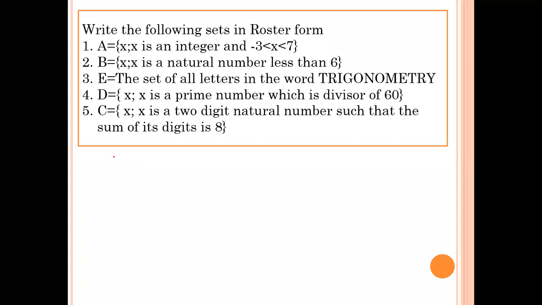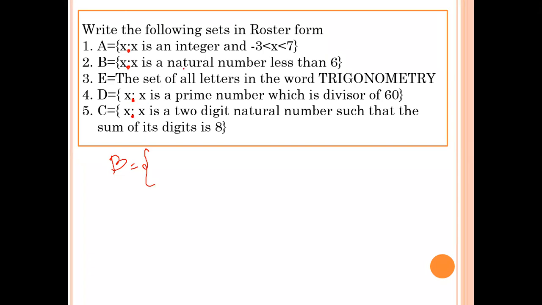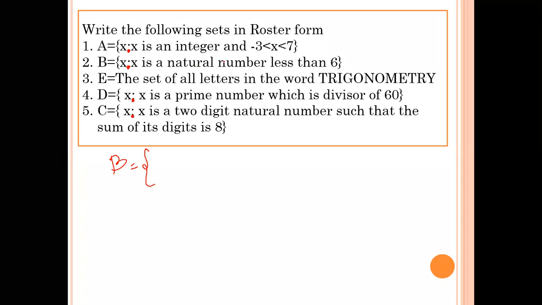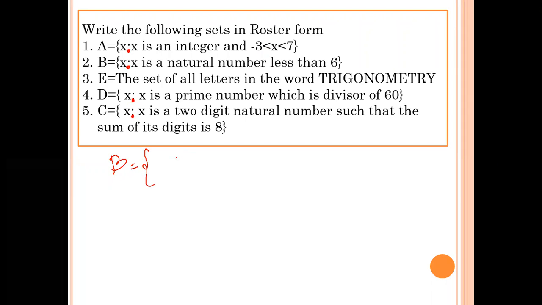B is such that, set of all x, okay, students, these are colons. B is such that x is a natural number. So you have to write all the natural numbers, but it should be less than 6. So what are the natural numbers less than 6? Good students, it is 1, 2, 3, 4, 5. Correct. Okay, I hope everyone has got the answer.